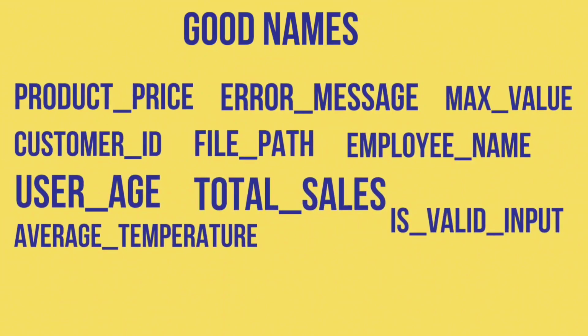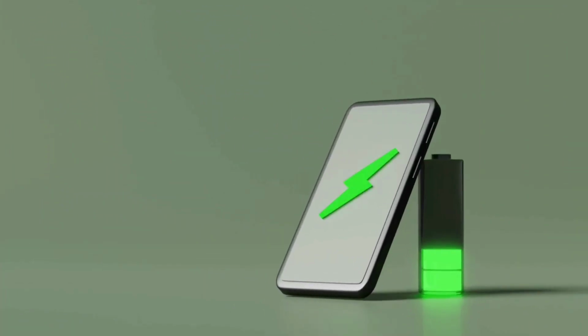Creating good variable names might take practice, especially as your programs get more complex. The more you write and read code, the better you'll become at choosing meaningful names. Keep practicing, and it will become easier over time.